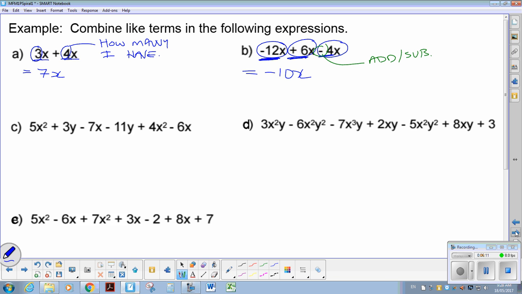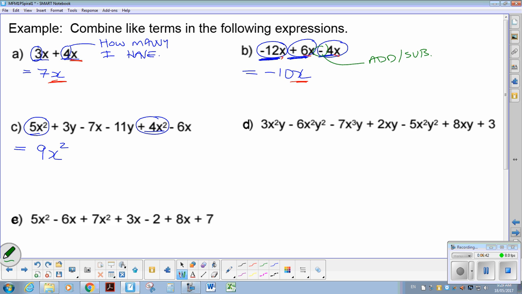So let's try the next one, C. So I have an x squared, so I'm going to go through and find my x squareds. So I have the 5, and I'm going to circle the sign with it. So I have 5 and 4. So if I have 5x squareds, and I find 4 more, that means I'm going to have a total of 9. So I've combined or added the coefficients, but you notice that the variables don't change. We're just asking how many of that particular variable do we have.